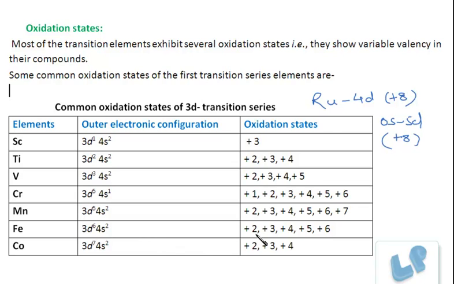Like iron shows the oxidation states +2, +3, +4, +5 and +6. Cobalt shows +2, +3, +4. Now what is the reason behind this? See, pairing of electrons has started. In case of iron, the configuration is 3d6 4s2. That is, the electrons are paired.